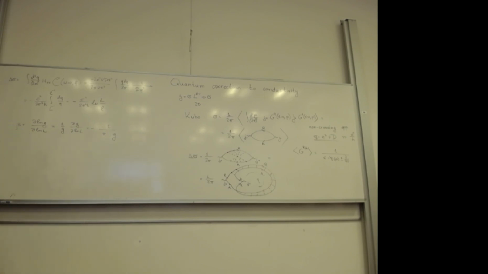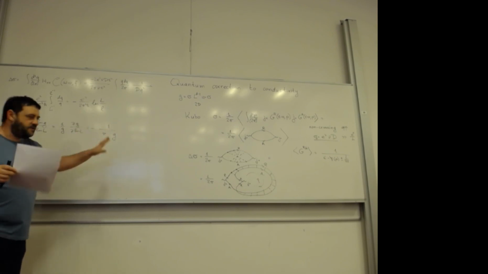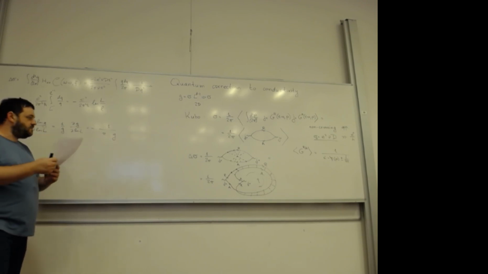Well, it depends. You can take your units e squared over h with bar, without bar. Some people include this pi also there, so this is just like 1 over g. Doesn't matter. It's just the definition of how you define what dimensionless conductance is.